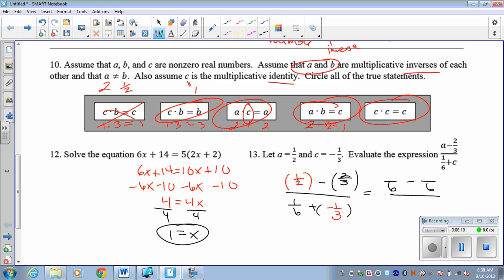So 1/2 is the same as 3 over 6, right? If I multiply the top and the bottom by 3. Over here, to get to the 6, I need to multiply the top and the bottom by 2. 3 times 2 will give me 6. So 2 times 2 is 4. 3 over 6 minus 4 over 6 is negative 1/6.